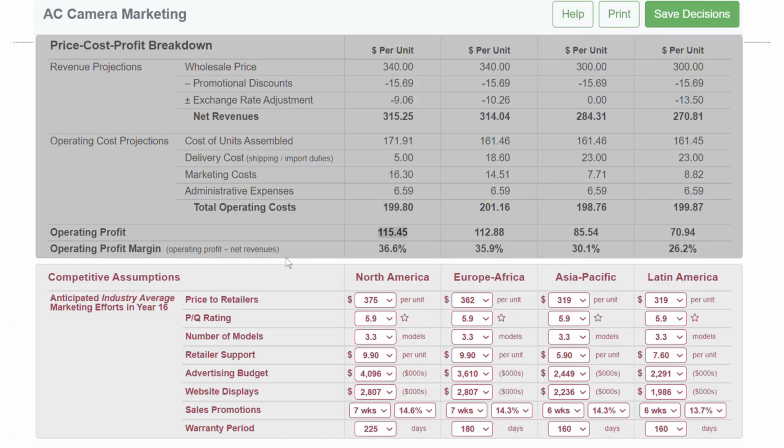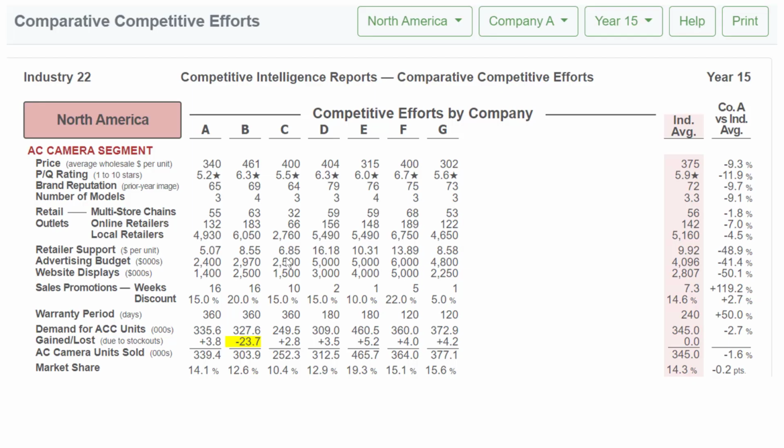And this will be the bottom of the screen again. You're looking at the way of comparing what you're doing to others to see if you want to move the needle, increase your market share. You'll want to actually have a better price, better PQ ratio. You might want to have more models, and then all of these other items should be a notch above competition.